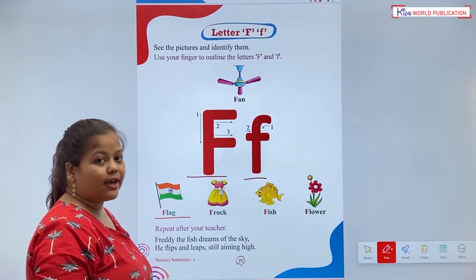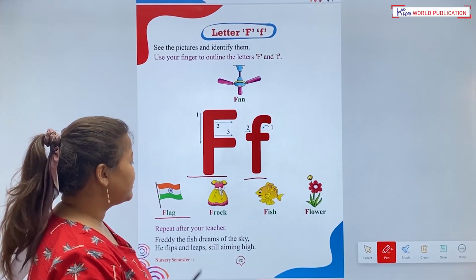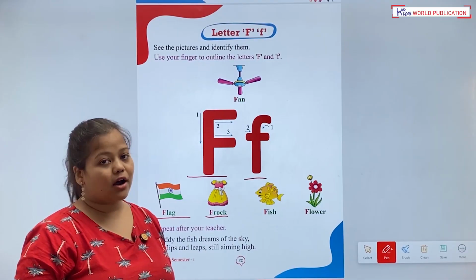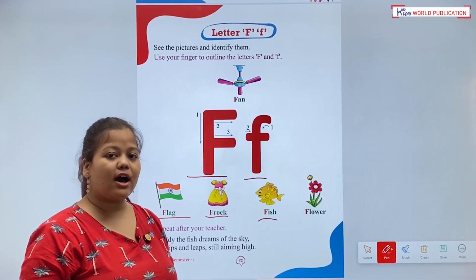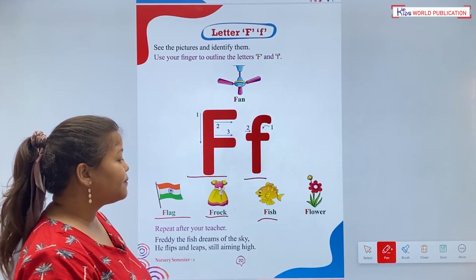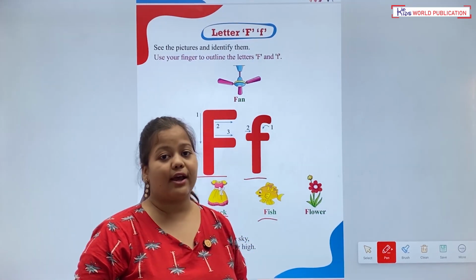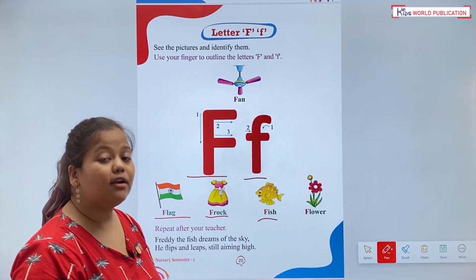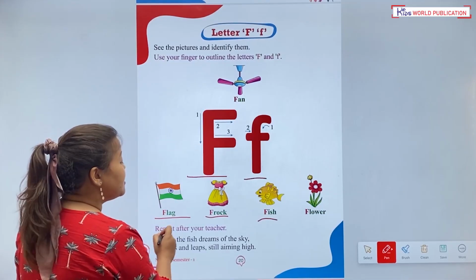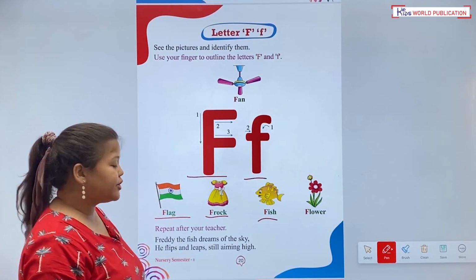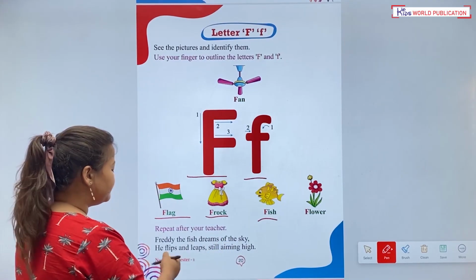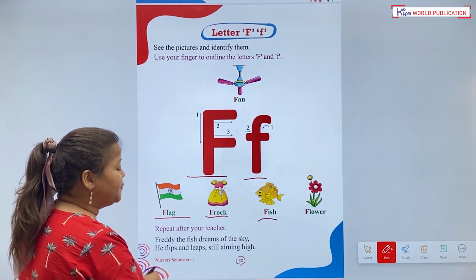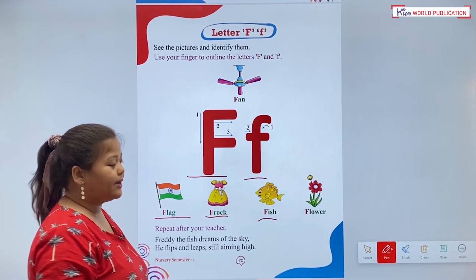Flag. F-L-A-G, flag. Frog. F-R-O-G, frog. Fish. F-I-S-H, fish. Flower. F-L-O-W-E-R, flower. Repeat after your teacher. Freddy the fish dreams of the sky. He flips and leaps, still aiming high.